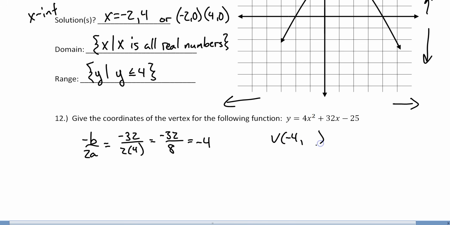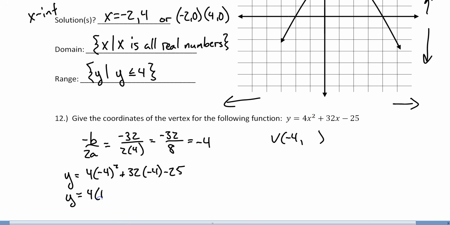I have to plug that back in to get the y value. So I have to plug it back into this function. So I do 4 times negative 4 squared plus 32 times negative 4 minus 25. Okay, and this either becomes a job for my calculator. If you use those parentheses and plug them in exactly the way they're written, you can just plug it right into the calculator. I'll simplify it by hand real quickly.